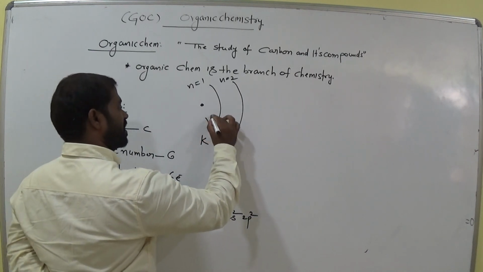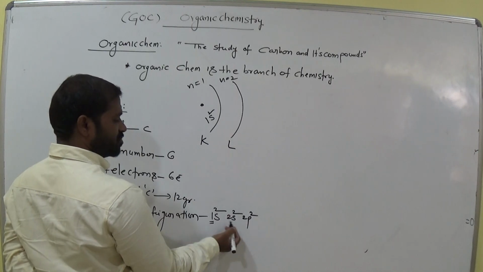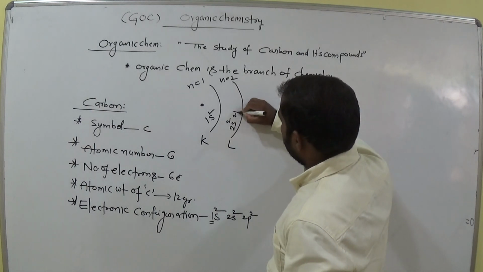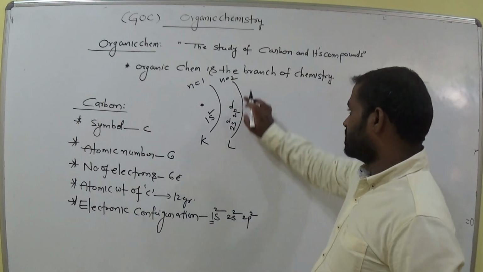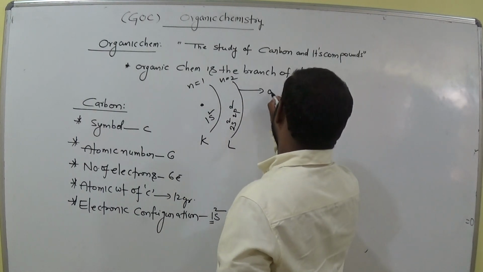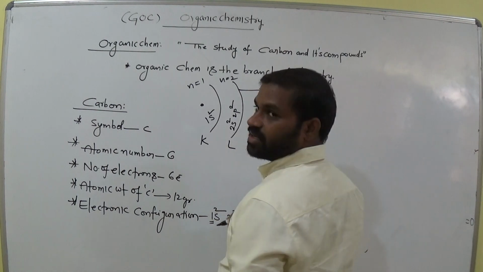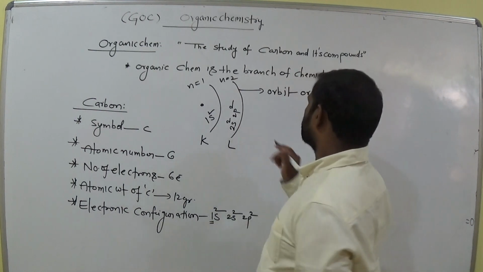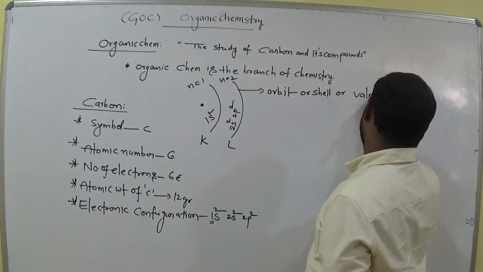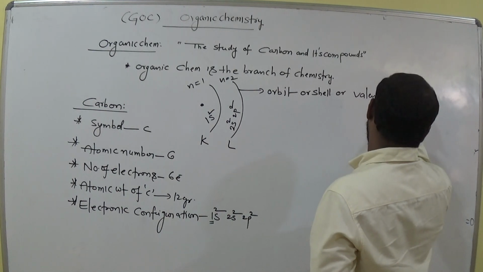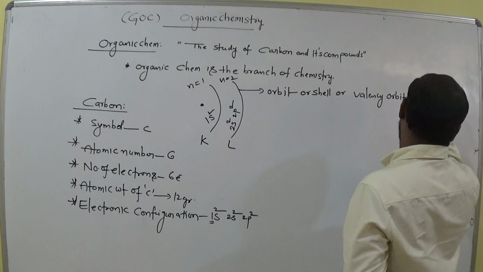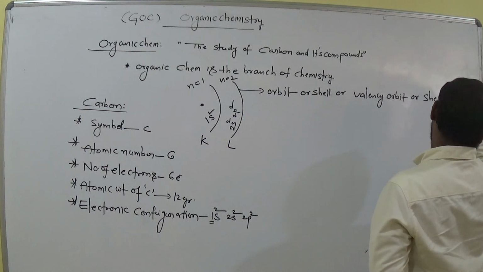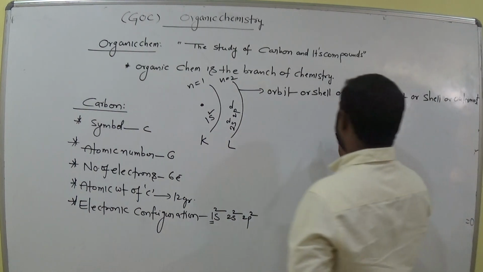So now write 1s2, clear. In the second orbit this is 2. That means these belong to the second orbit. So that is 2s2 and 2p2. Am I right? Now tell me, this last orbit, what do we call it? The last orbit is called the valency orbit or shell, or the outermost orbit we call it.